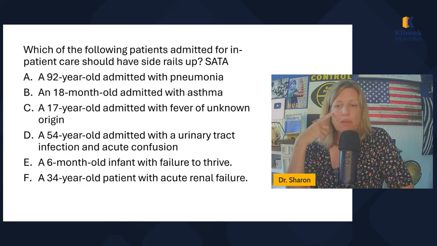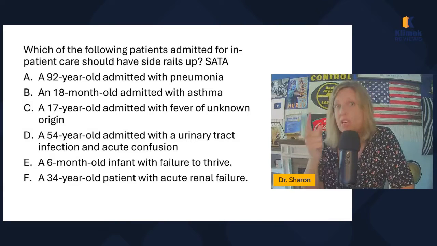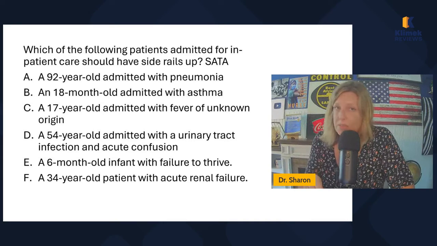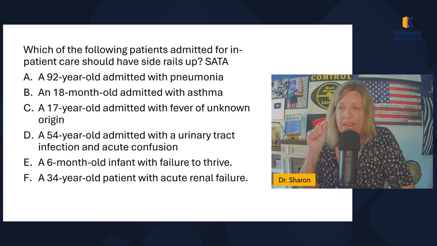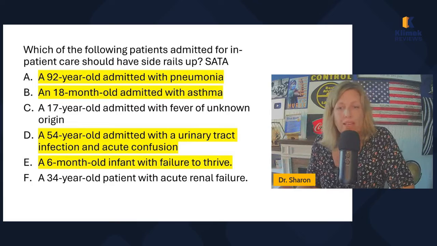A 34-year-old patient with acute renal failure. What puts them at risk to fall? And don't say, well, they could have this. They could have anything, but we only know what they're telling us. Their age doesn't put them at risk to fall, and the diagnosis in and of itself does not put them at risk to fall. So the correct answers are A, B, D, and E.